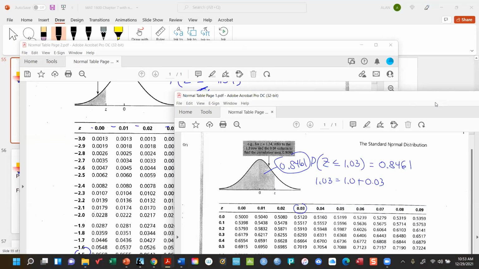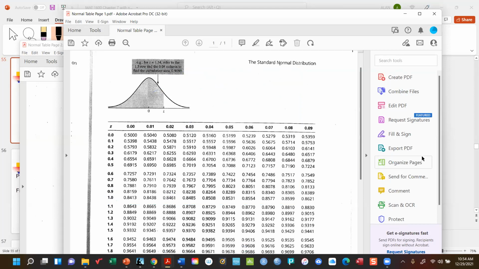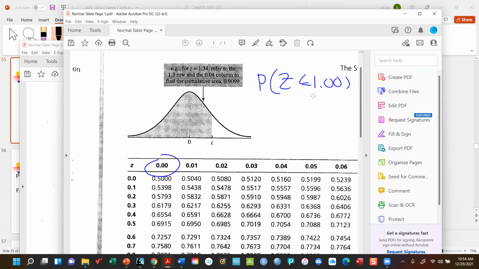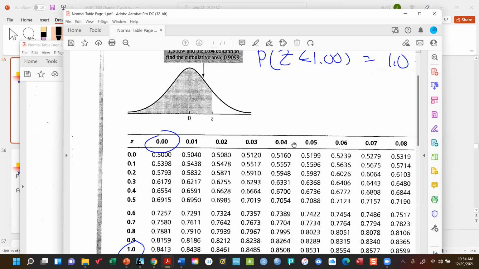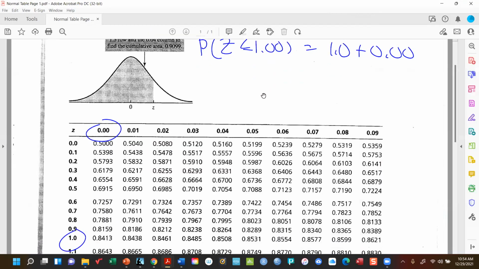We're looking for the intersection of 1.0 and 0.00. Okay. Oh, I made it too big that time. No, you can probably still see it. It's right here, 0.8413.